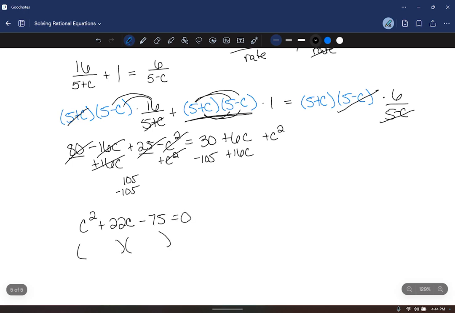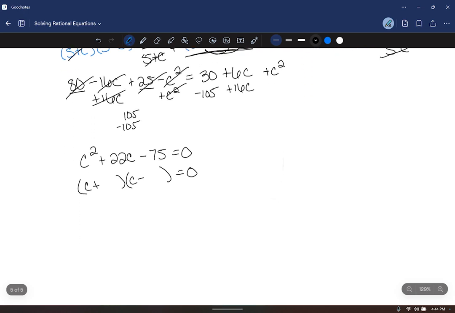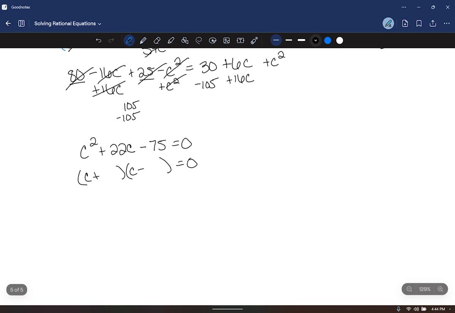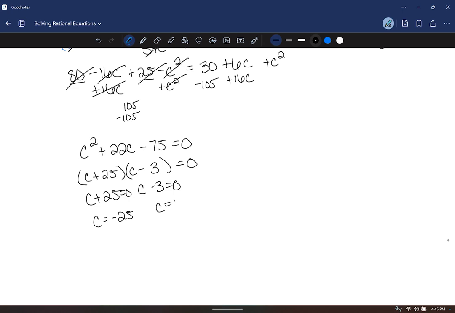I'm going to factor. So I get c plus, c minus. And what multiplies to make 75 that will add to make the 22 is 25 and 3. And I need 25 to be positive and 3 to be negative. So I set those equal to 0 and solve. And I get a current of negative 25 and a current of positive 3. So it doesn't make sense to have a negative current. So I know that my current was 3 miles per hour.